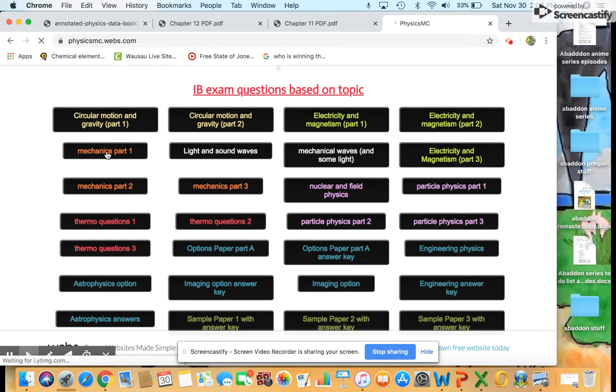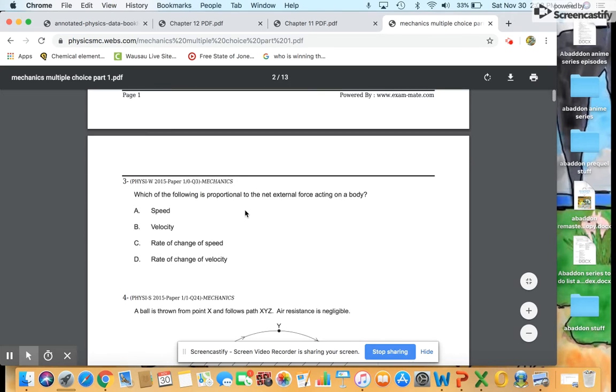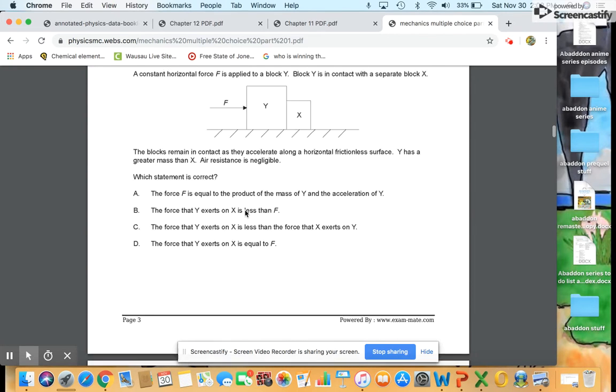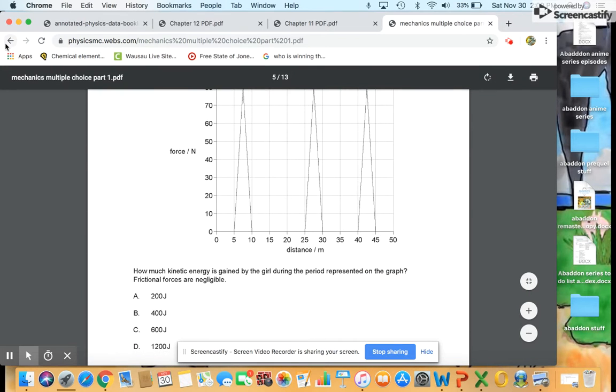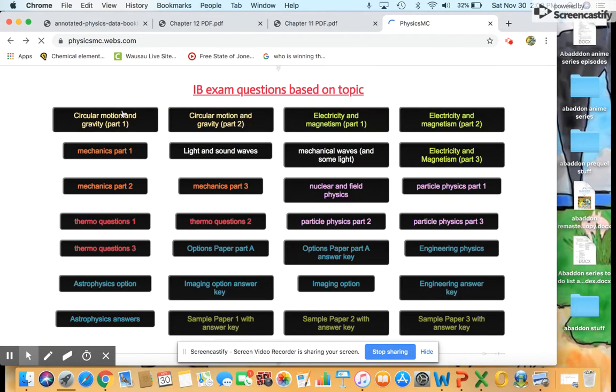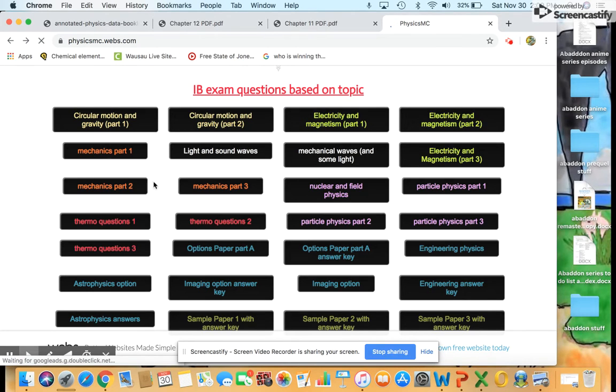So like mechanics, if you click on this, there's a bunch of mechanics questions here. They're all about mechanics. These are past IB questions, like the last 5 or 6 years of IB test questions about mechanics, just about mechanics. And I think I have like 1, 2, 3 of them because I can only fit 20 onto a page. So there's 20, 40, 60 mechanics questions.